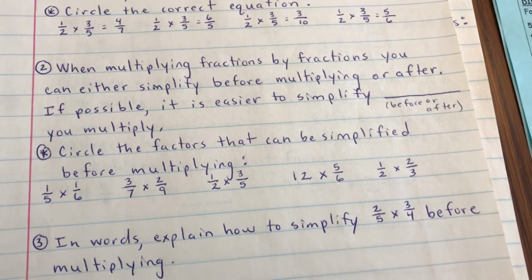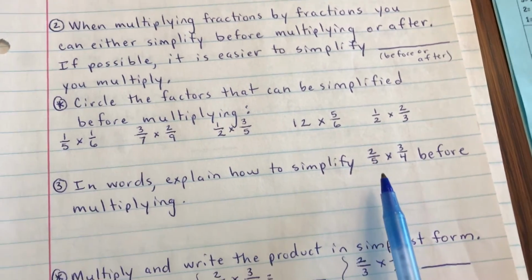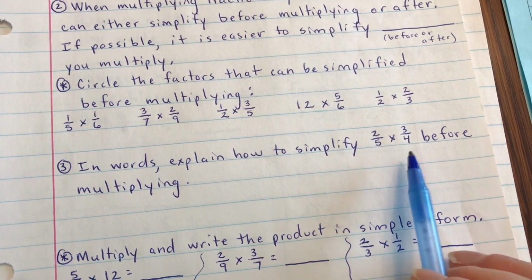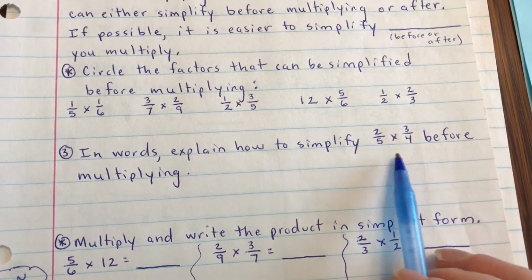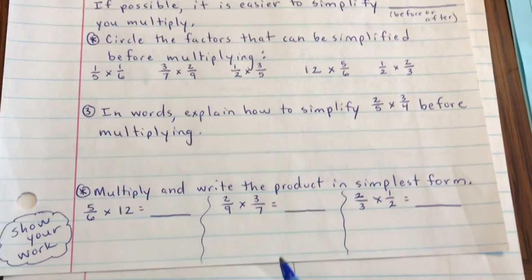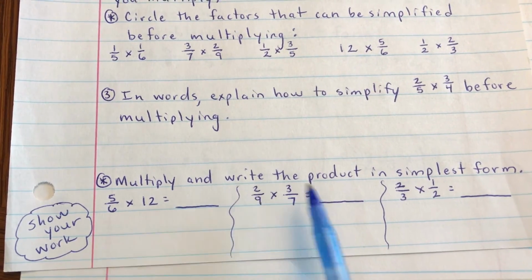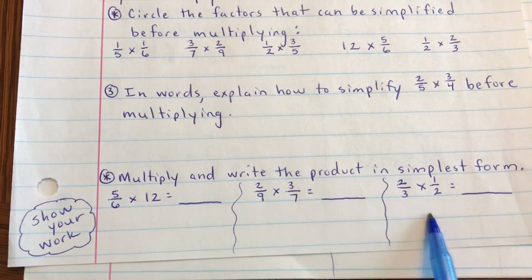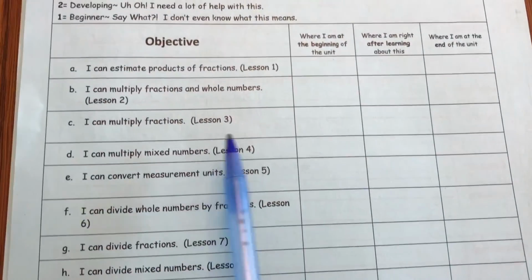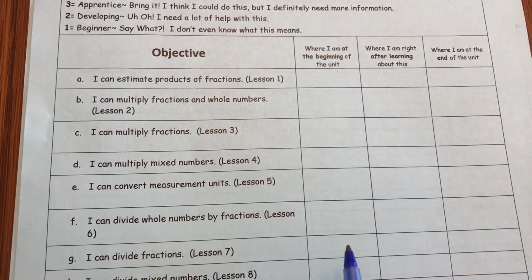Circle them. In words, explain how to simplify 2/5 times 3/4 before multiplying. So what part of that could you simplify? Explain how. And then multiply and write the product in simplest form for these three. Show your work in the space below. And then go ahead when you're done and fill out this middle column for learning objective C.